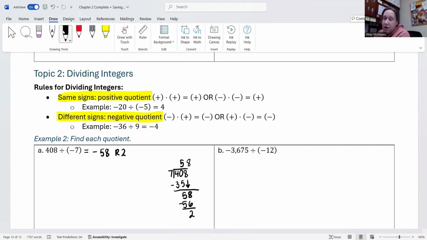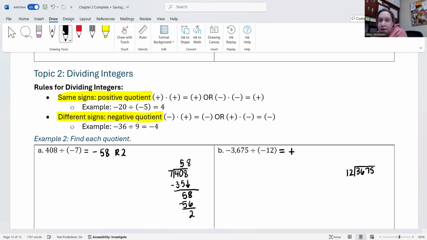Now, what's a little bit weird here is we are talking about dividing integers. Of course, our answer is not an integer value, but we already know how to divide where we have a remainder, so it'll be okay here. Next up, we have part B, which is negative 3,675 divided by negative 12. So we're dividing two integers with the same sign. That tells me my quotient is positive. So I am going to put a plus sign there for now. And then I'm going to set up for long division.